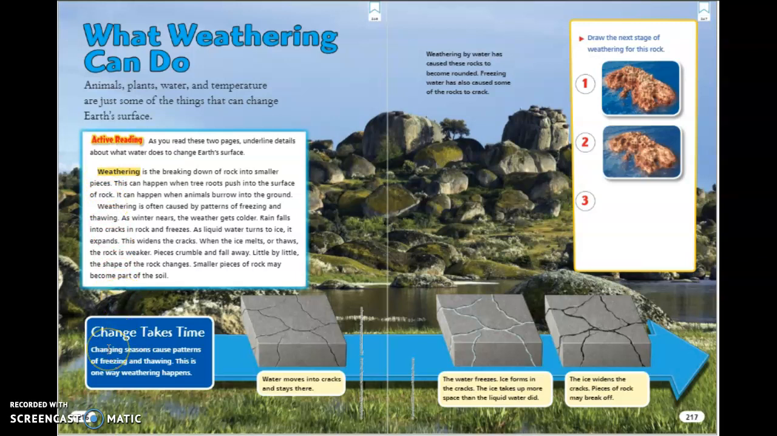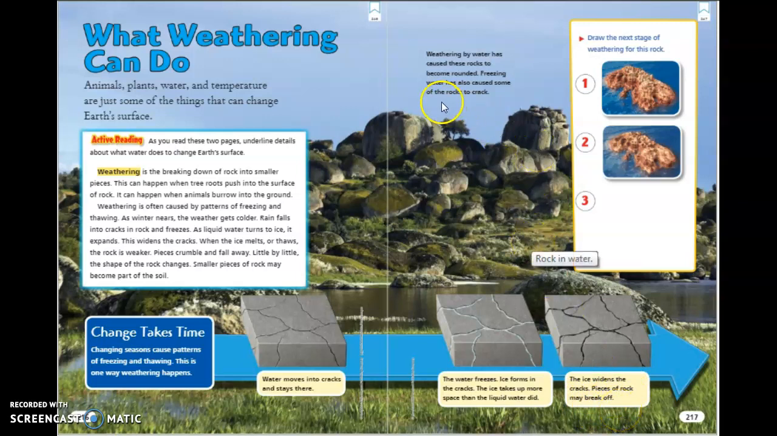Now let's look at the bottom of page 216 and 217. It's going to show you the changes over time. So changing seasons cause patterns of freezing and thawing. This is one way weathering happens. Water moves into cracks and stays there. Then the water freezes. Ice forms in the cracks. The ice takes up more space than liquid water did. Last, the ice widens the cracks. Pieces of rocks may break off.